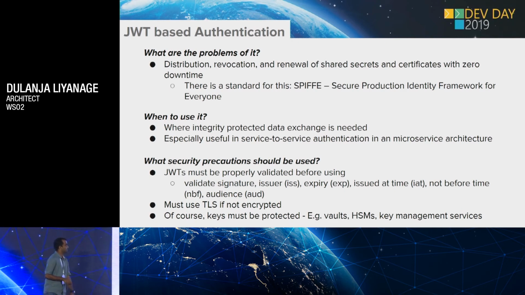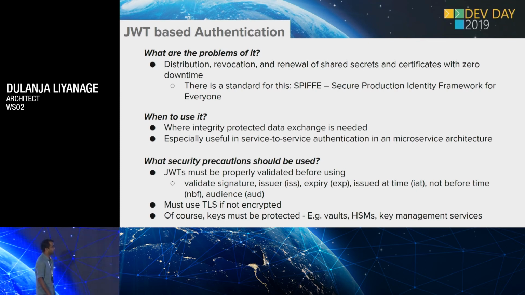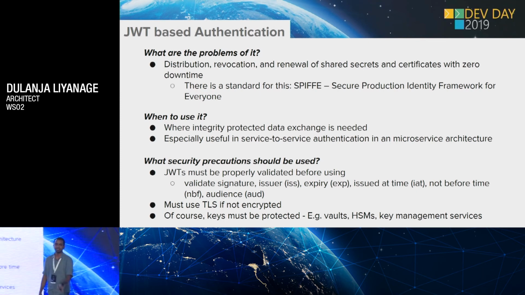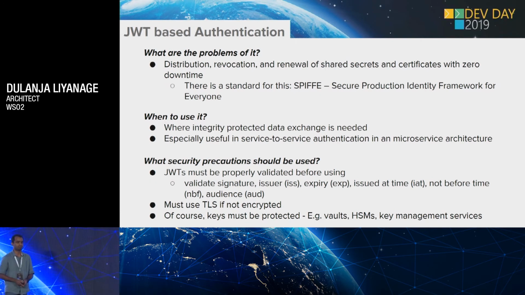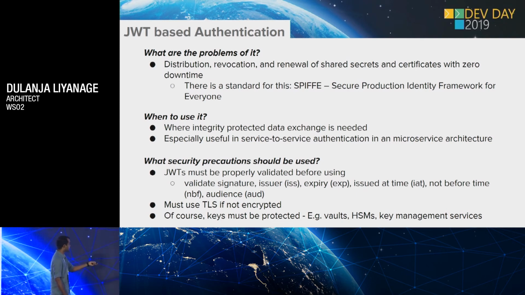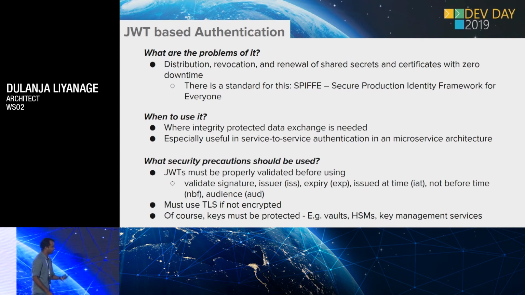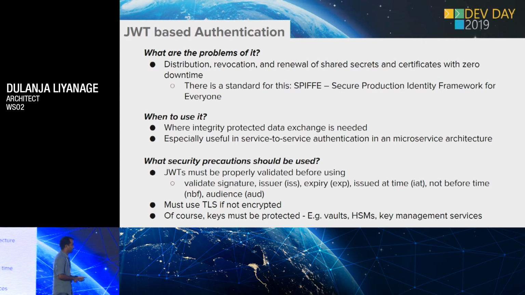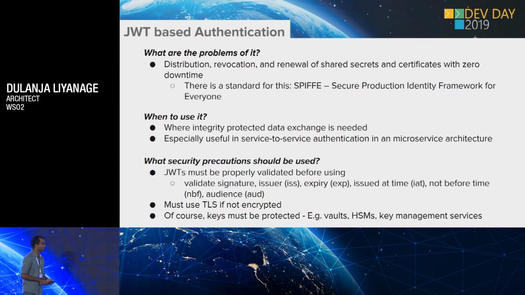So there's already a standard for that called Secure Production Identity Framework for Everyone, SPIFFE. This is used in service meshes. I think Istio uses that, and maybe Envoy is linked to those. So that's the key problem. But once that initial bootstrap is done, then it's quite easy to use this and to transmit data. So when to use it? If integrity-protected data exchange is needed, this can be used, especially in service-to-service authentication in microservice architectures.